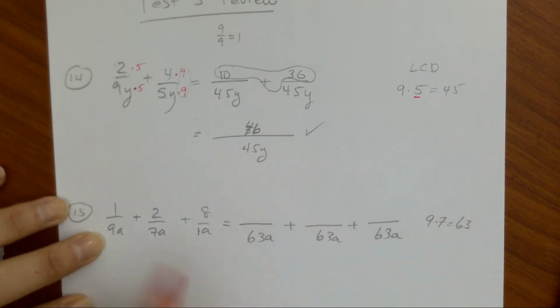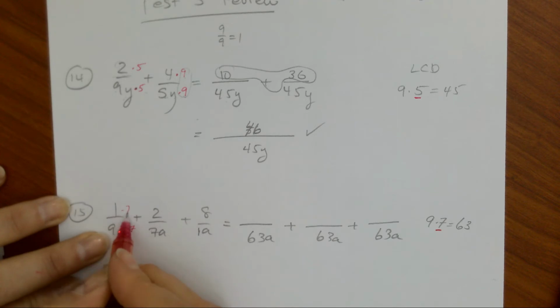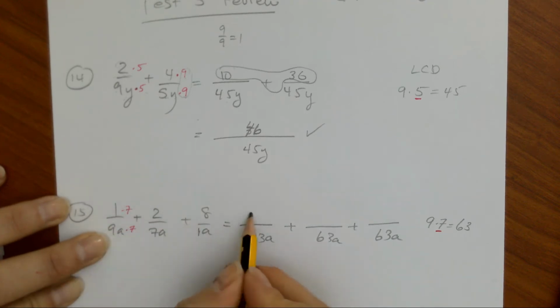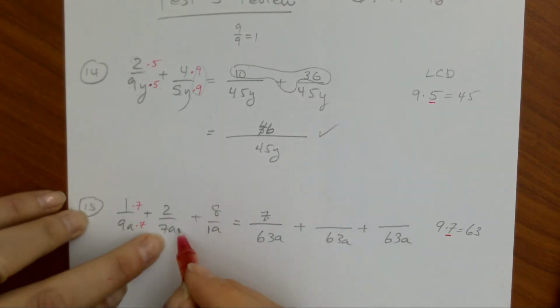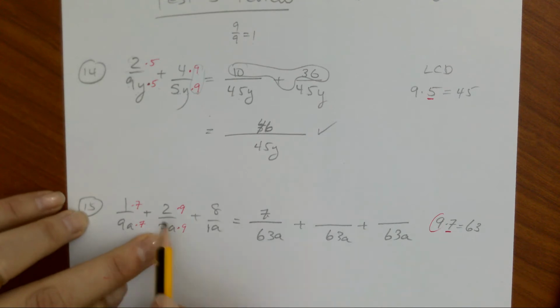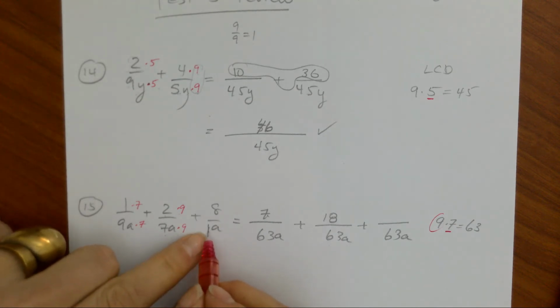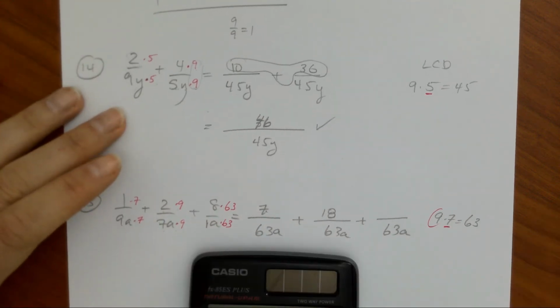So 9 times what is 63? 7. So 9 times 7 is 63. So that's going to be 1 times 7 is 7. And then here, 7 times what is 63? Well, 7 times 9 is 63. So 7a times 9 is 63a, and 2 times 9 is 18. Then there's really a 1 in front of the a, so 1 times 63 is 63a. So now I have no idea what that is. 8 times 63, that's a big number.